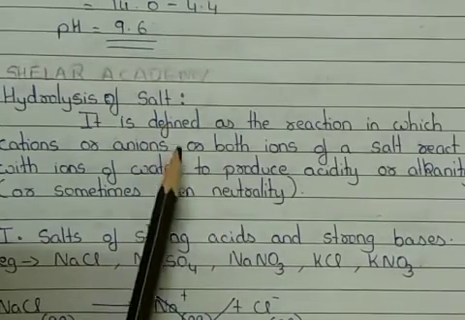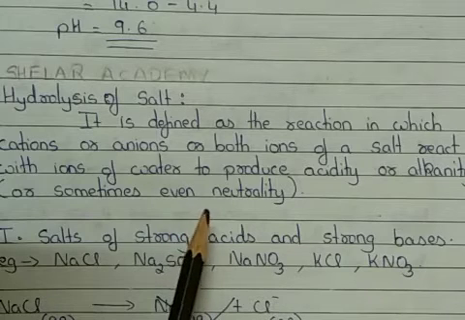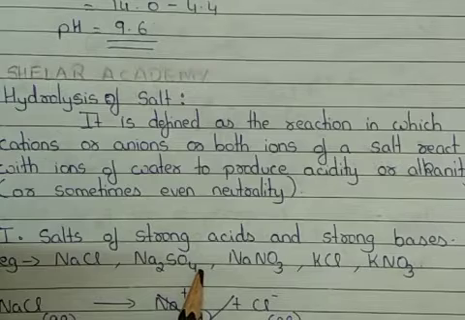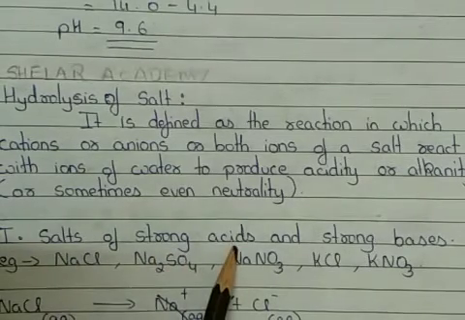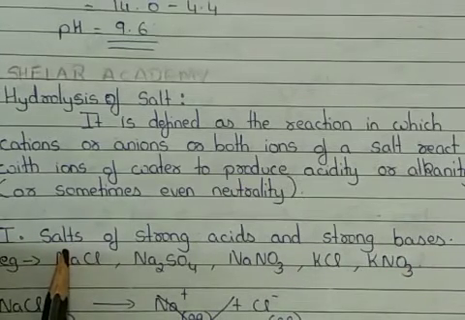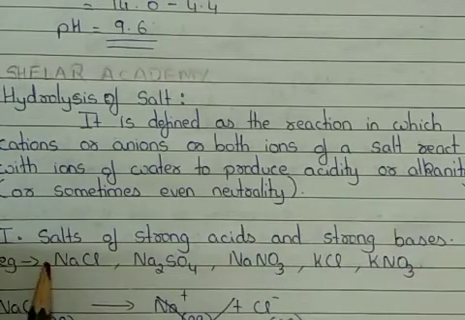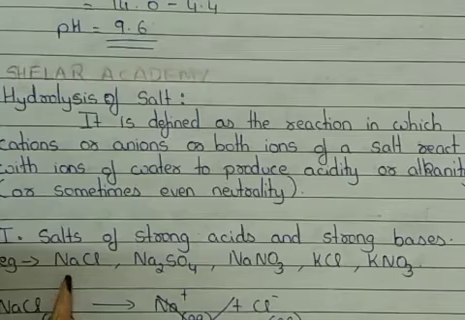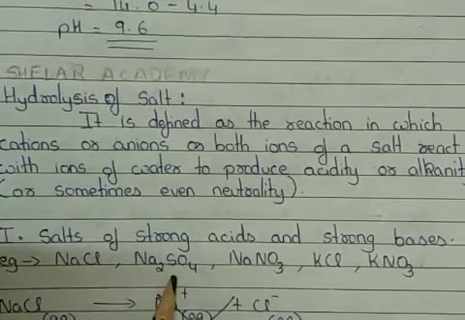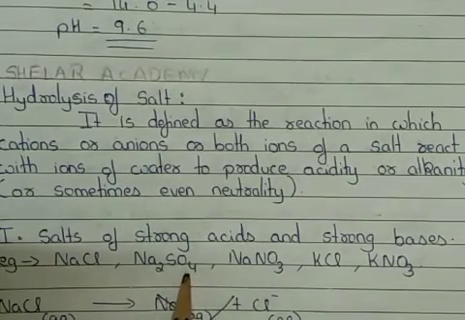So we are going to see the hydrolysis of some salts, which we are categorizing into four types. The first category we have to see is the hydrolysis of salt of strong acid and strong base. Means we are going to do hydrolysis of those salts which are obtained by reacting strong acids and strong bases. The examples of such salts are NaCl, which is a combination of NaOH, a strong base, and HCl, a strong acid. Na2SO4, which is a combination of strong base NaOH and strong acid H2SO4.